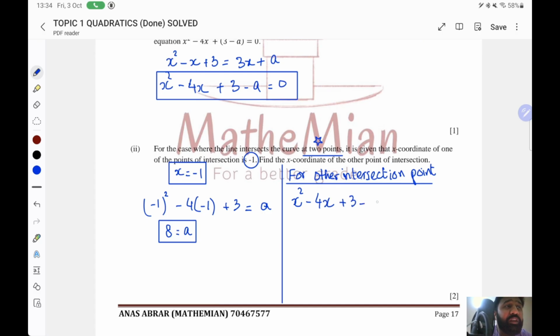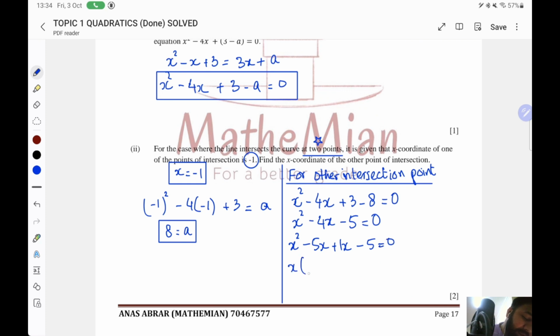After substituting the value of a as 8, the equation that I now have is related to these two particular points that he is talking about in the question. I'll do the factorization. x squared minus 5x plus 1x minus 5 equals 0. So (x minus 5)(x plus 1). One value of x is 5 and the other value of x is minus 1.